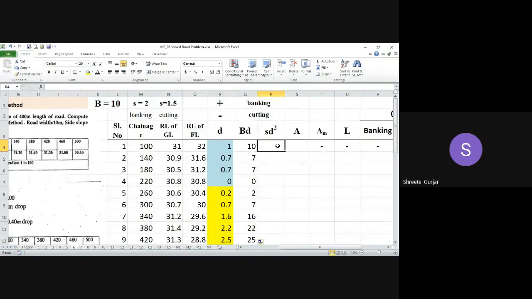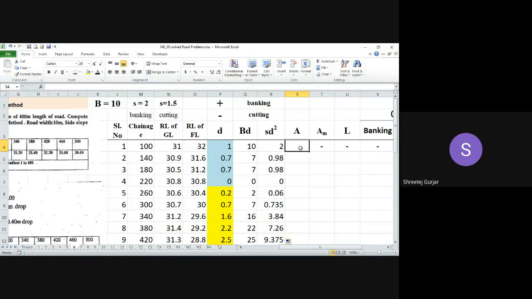For cutting and banking. So what is S for banking? What is the value of S for banking? 2, sir. 2, correct. You can observe here I have written, right? 2 for banking, 1.5 for cutting. 2 into D squared. So 2 into D into D. So S into D squared, right? This is for your banking. Next, for cutting, I have to use a different S. So S is 1.5 for cutting, 1.5 into D into D. This will be applied for the whole thing.